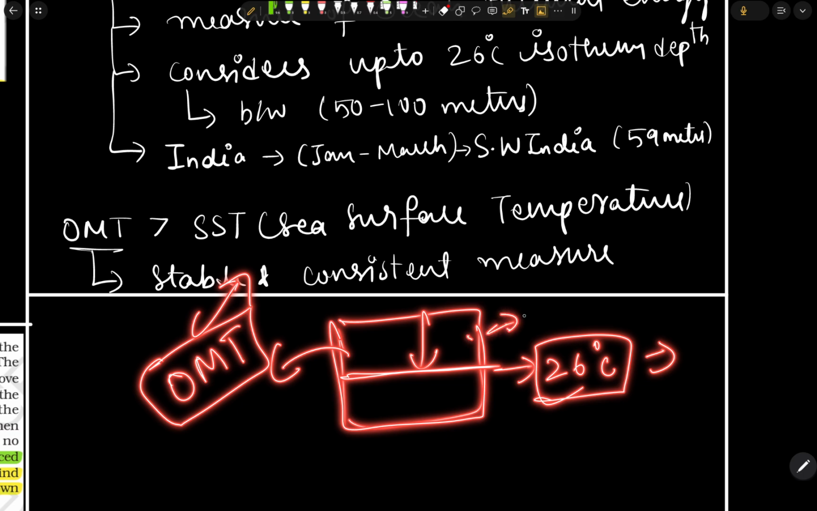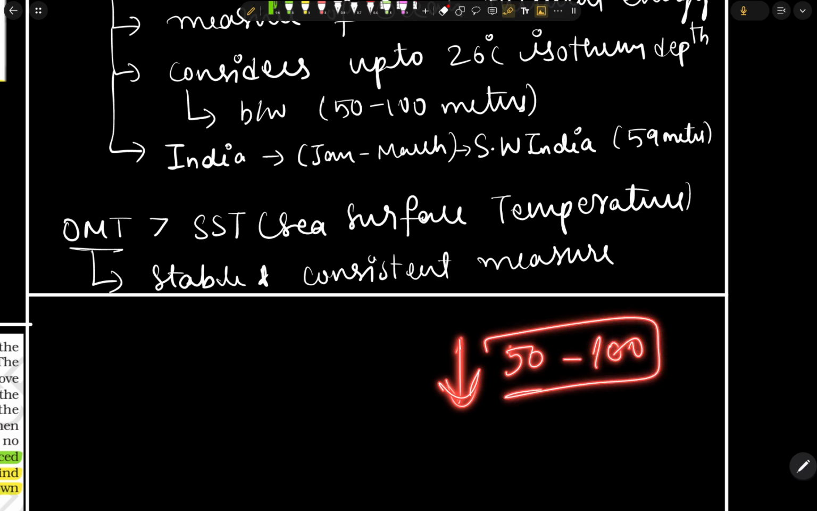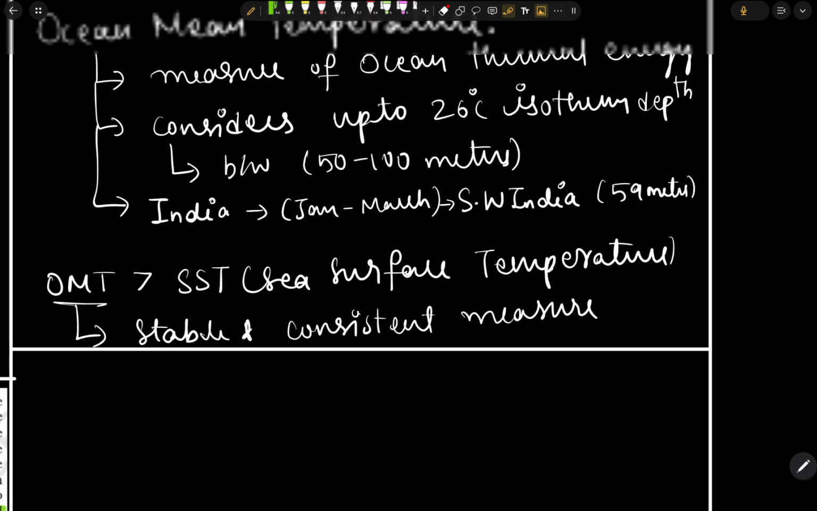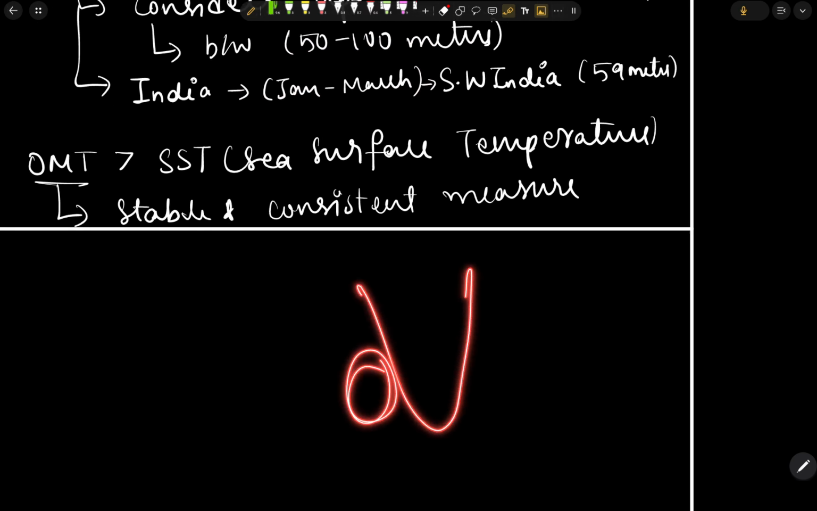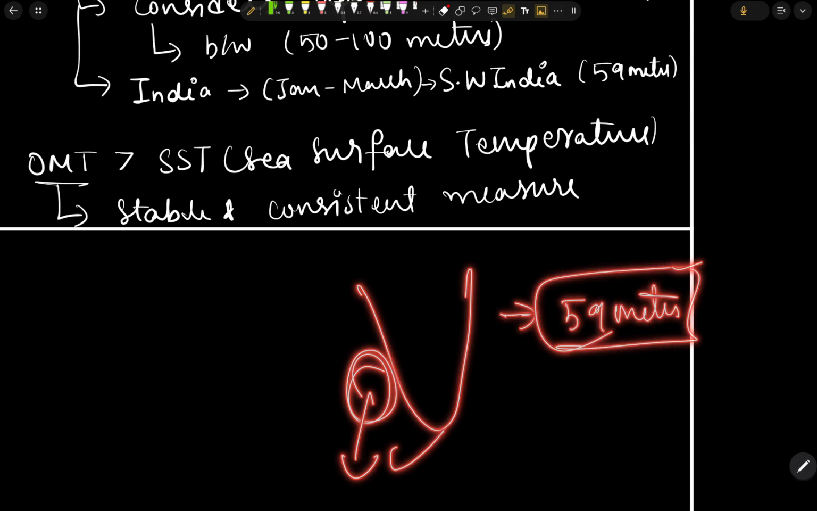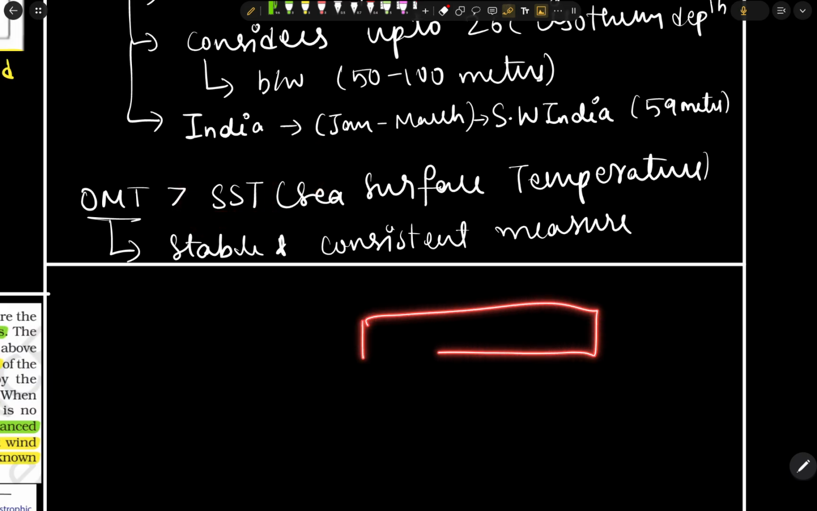Basically in simple terms it will be around 50 to 100 meters. So we are measuring up to a depth of 50 to 100 meters. And also in India the oceanic mean temperature is measured during the months of January to March. It is measured in the southwestern region of India, and the distance it covers is 59 meters below the sea surface. Compared to this, the sea surface temperature is nothing but the temperature of the sea surface only.